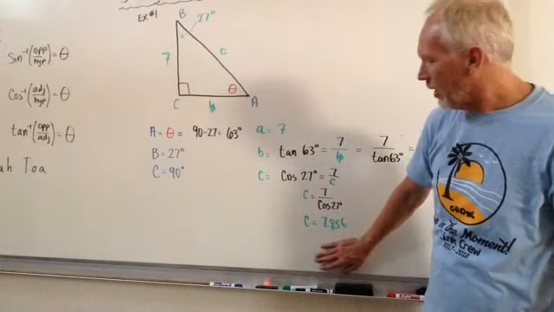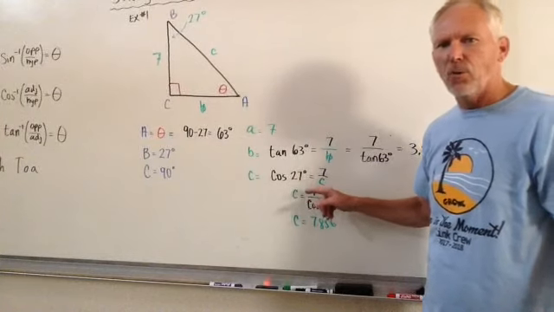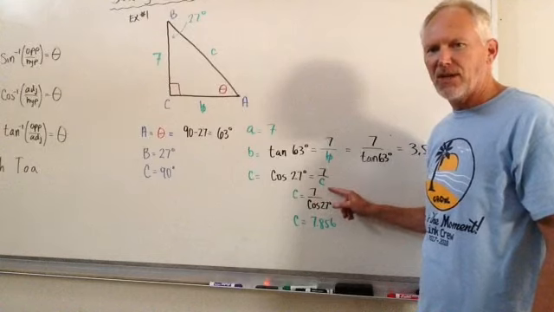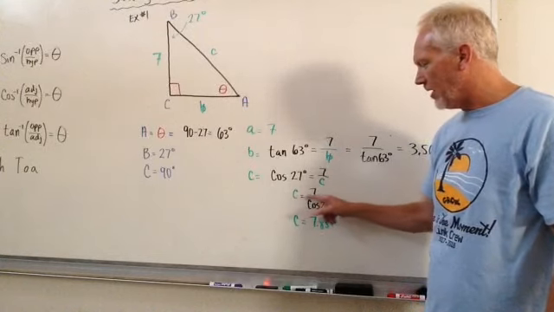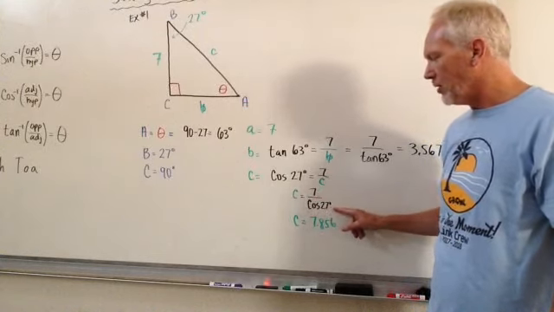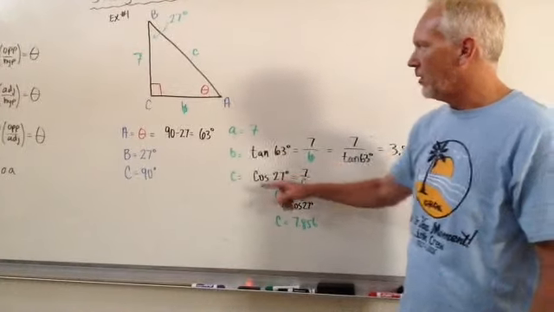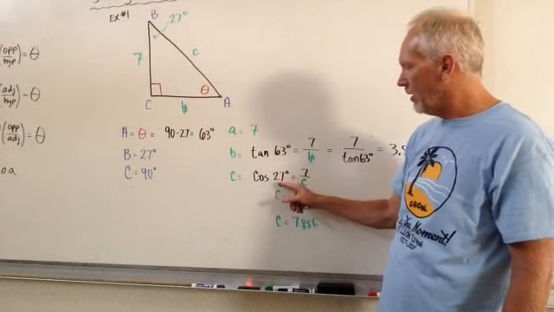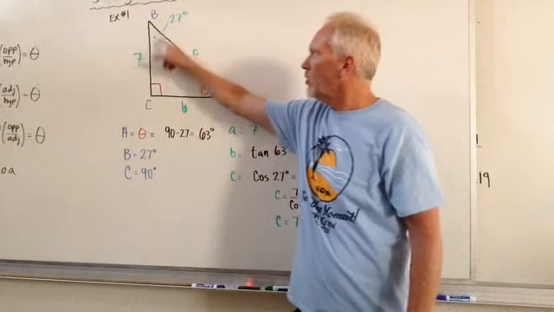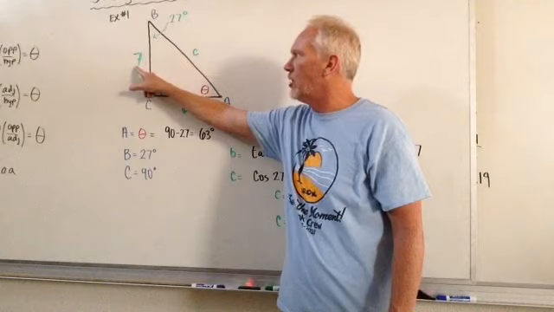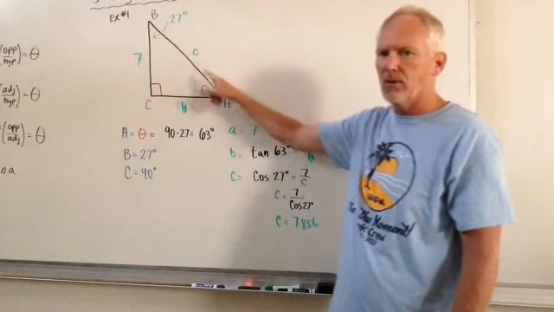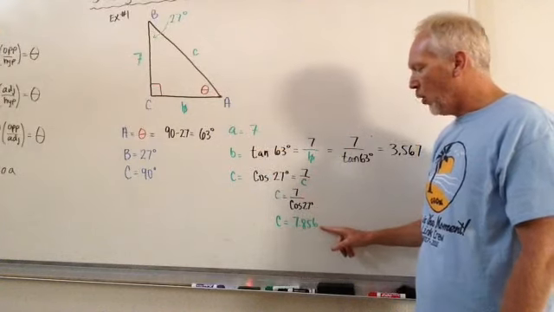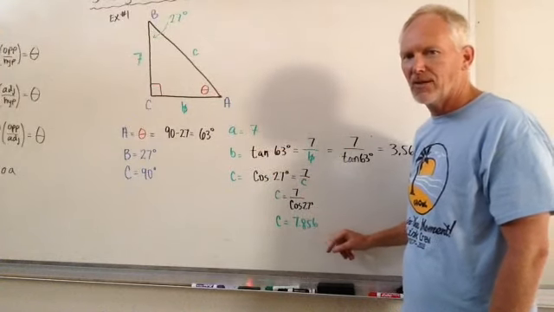Whoa, lights went out. All right, that's okay. Here we go. Cosine of 27 degrees is 7 over C. And we know that C then is 7 divided by cosine of 27. So little c is here, it's the hypotenuse. And we said the cosine of 27 degrees. Well, here's 27. Cosine is adjacent over the hypotenuse. And so what we get is 7 over cosine of 27, or 7.856.